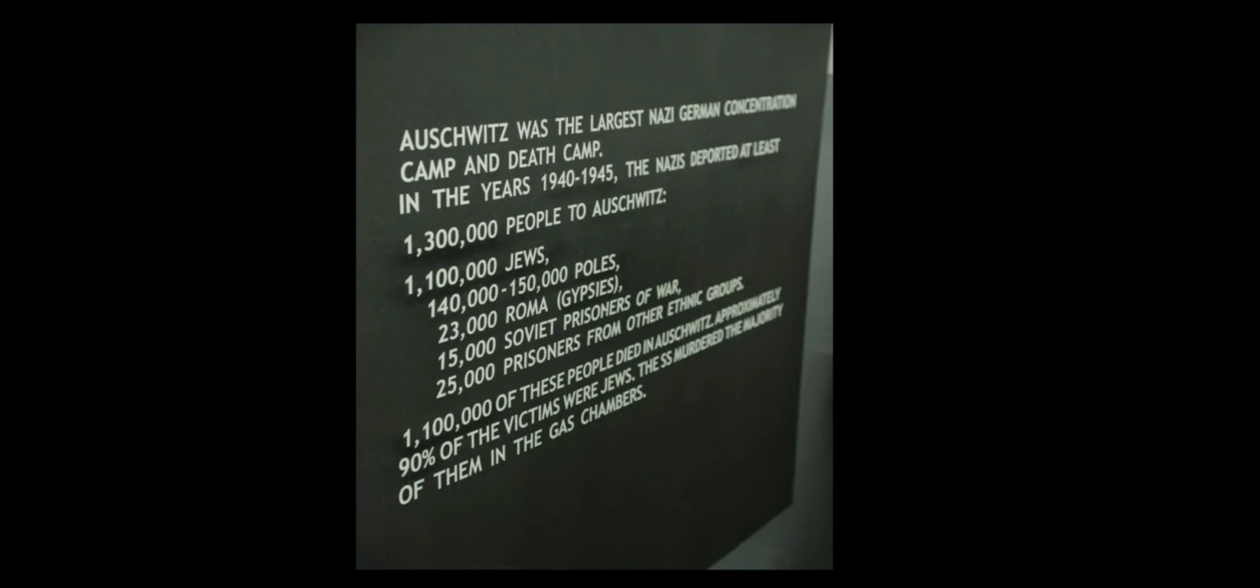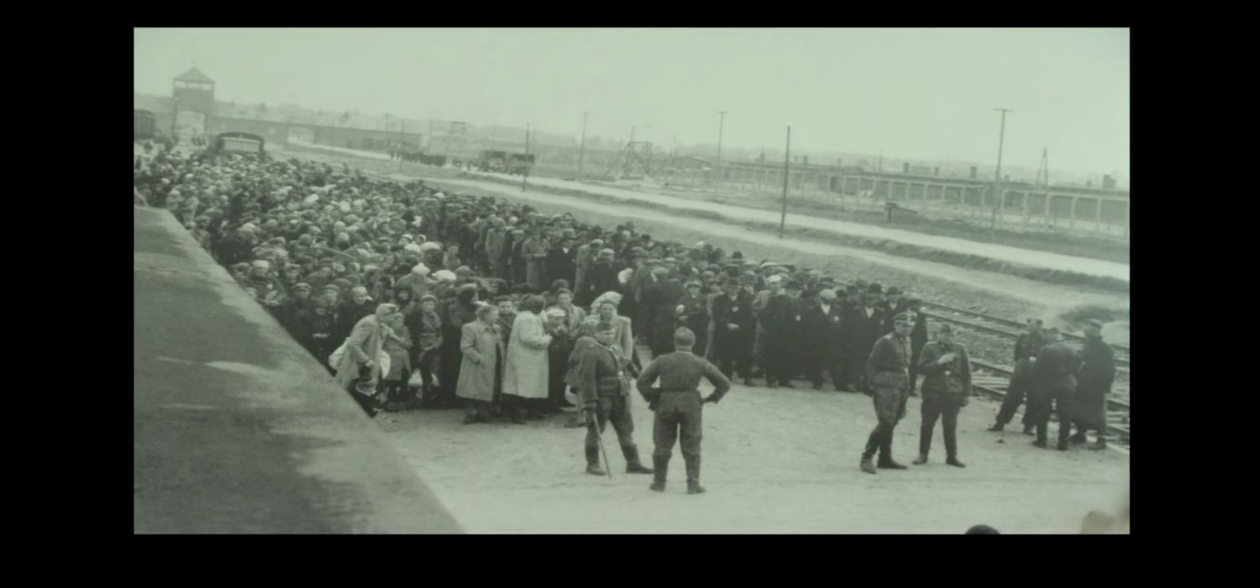This camp alone was the largest German concentration camp, as you can see on here. But 1.3 million people were in Auschwitz. Again, a majority of them were Jews. And then we see these other groups, Poles, Roma, Soviet prisoners of war, and other ethnic groups that we see here. About 90% of the people that were there were Jewish, and a majority of them died in the gas chambers.